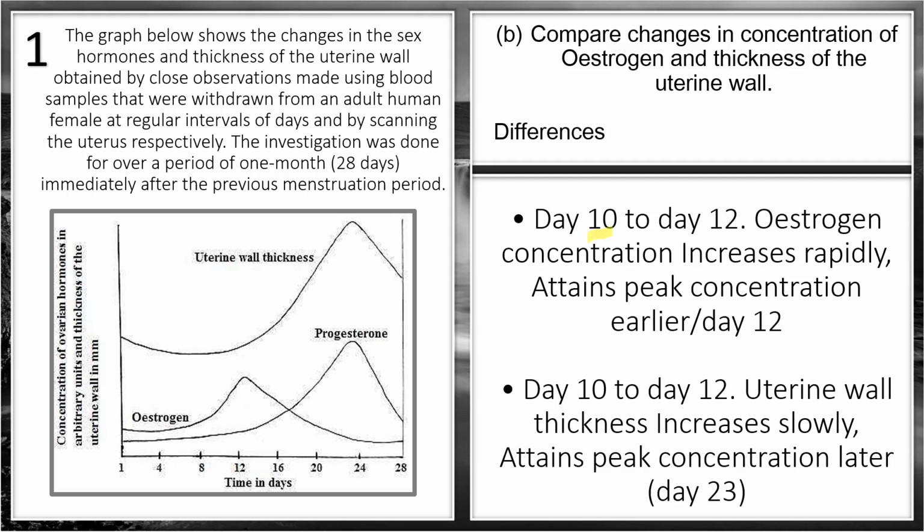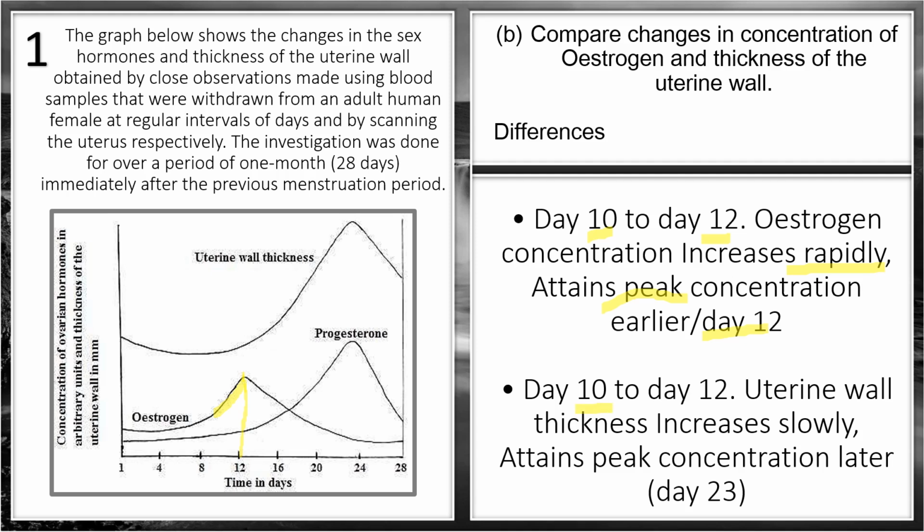Then from day 10 up to day 12, estrogen concentration increased rapidly. That is from day 10, somewhere here, up to day 12. For estrogen, the concentration increased rapidly, and it attained the peak on day 12. So at around day 12, the estrogen had already attained a peak.